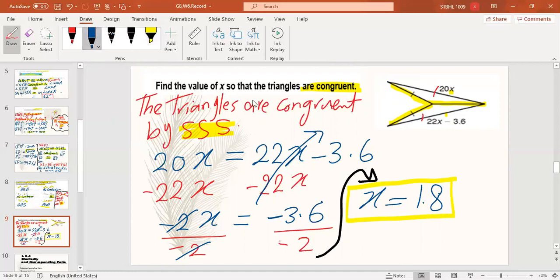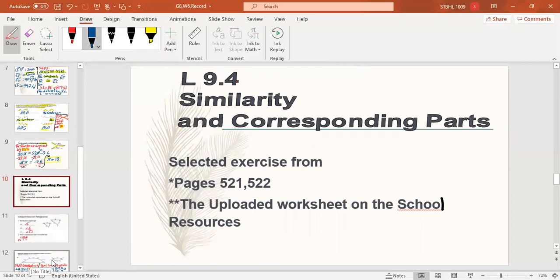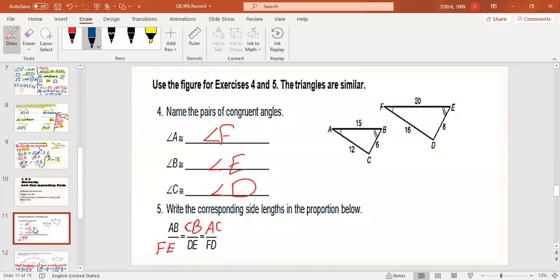And to check your answer, you can simply substitute the value of x in both sides. You will find that they are congruent, or equal in length. And now let's move to lesson 9.4, Similarity and corresponding parts. We will also solve some selected exercises from your textbook, pages 521 and 522, and the uploaded worksheets on the school resources.